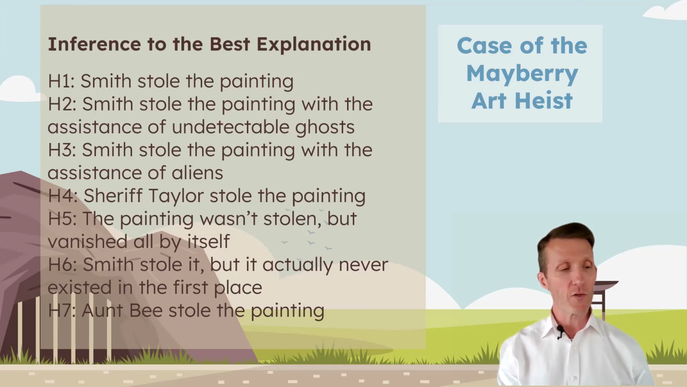2 eyewitnesses reported seeing Mr. Smith loitering around the painting for several hours on the day of the heist. After being taken for questioning, Smith is found to have a cut on his hand. Fingerprints taken from Smith match fingerprints found on the broken skylight. Blood found on the skylight closely matches Smith's blood type. They didn't have DNA tests in Mayberry back in the day.